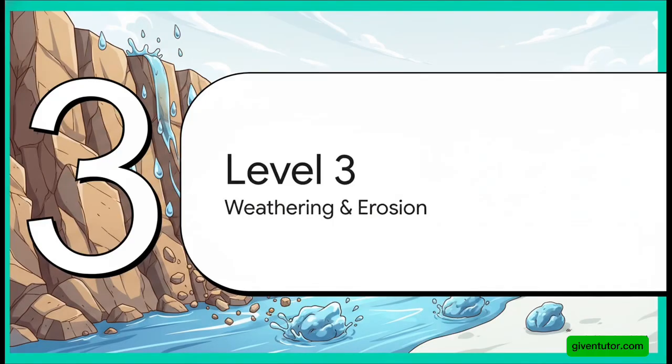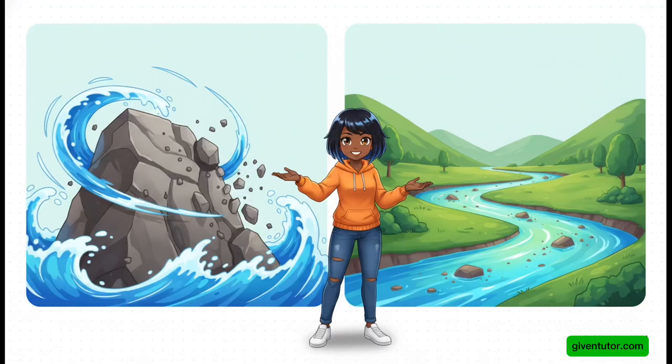Moving right along to Level 3, weathering and erosion. Great work making it this far. Okay, so this is probably the trickiest concept before our boss battle. A lot of people, especially if English isn't your first language, get these 2 words mixed up all the time. But here is the literal difference. Weathering is the breaking part. It's wind or water physically smashing and breaking down solid rock into tiny little pieces over time.